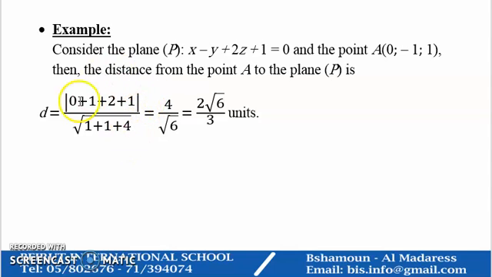Now another example. Also consider the plane P of equation x minus y plus 2z plus 1 equals 0 and the point A (0, -1, 1). The distance from A to the plane P equals the absolute value, we replace the coordinates of A in the equation of the plane, 1 plus 2 plus 1 over radical 1 plus 1 plus 4. We obtain 2 radical 6 over 3 units. If the answer is 0, then we can deduce in this case that A belongs to the plane.